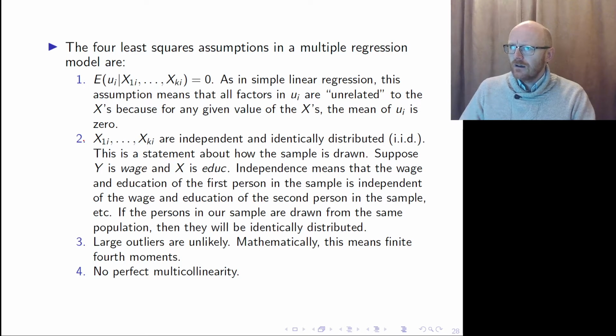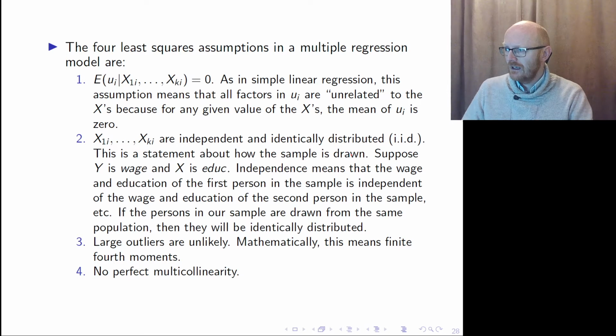The second assumption is that the observations are independent and identically distributed. Independent means that if you make one draw from the population to form your sample, then that one draw should not affect your second draw or any other draws. And identically distributed means that they are drawn from the same population, so they should have the same expected mean and variance every single time.